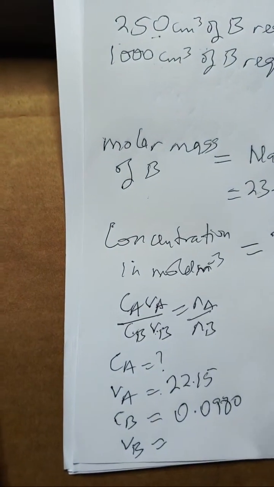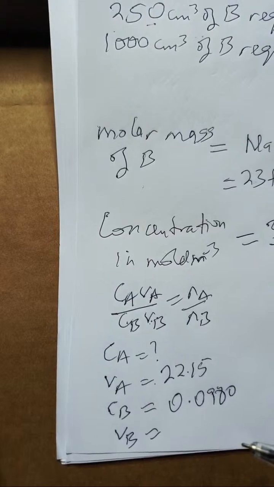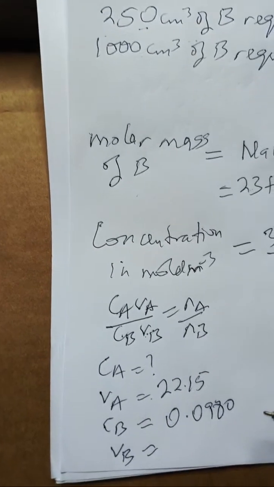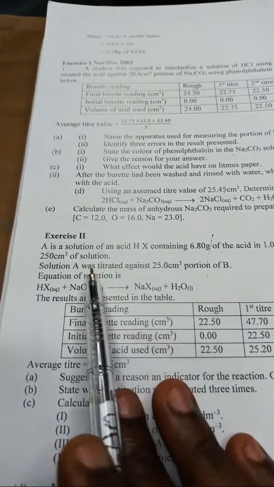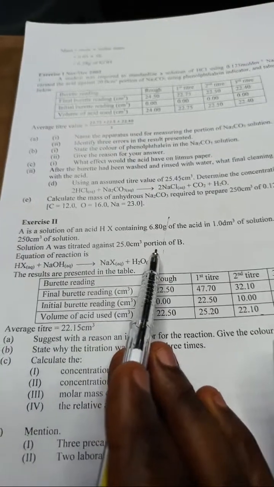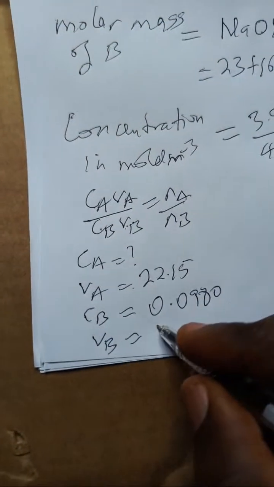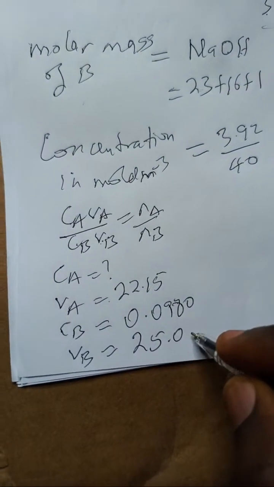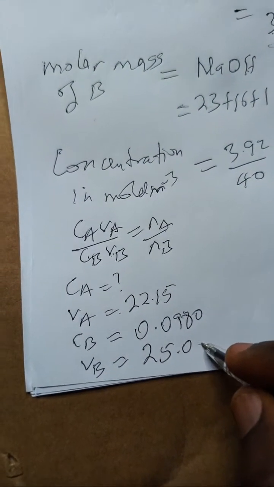The volume of base used in the titration is given in the question. They said solution A was titrated against a 25.0 centimeter portion of B. So that's our volume of B, which will be 25.0 centimeter cube.